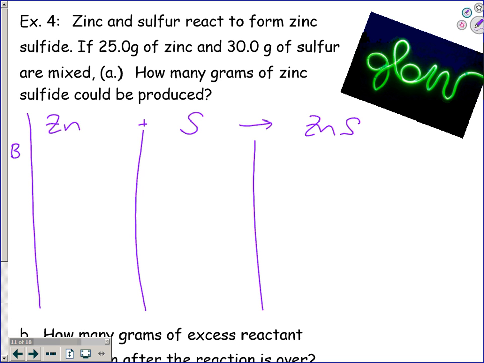Before the reaction begins, I have how much of zinc? 25 grams. And I have 30 grams of sulfur. And I have how much product? 0. So I don't have any product, right? I have nothing. Okay, and I'm now going to ask you to verify this is balanced. Check. This is a 1-to-1 ratio. This is an easy one.